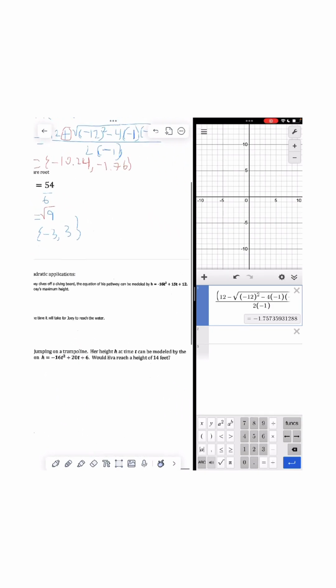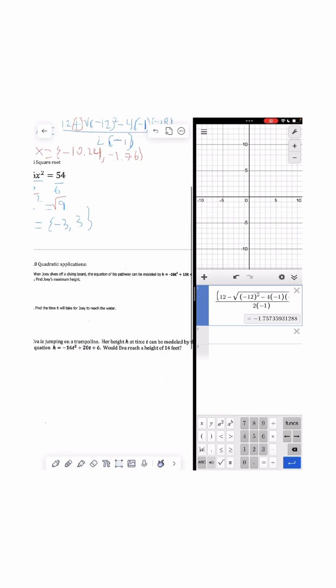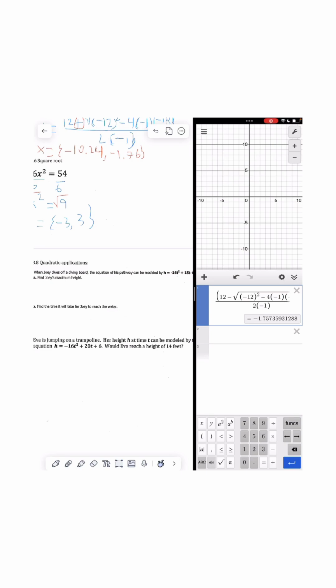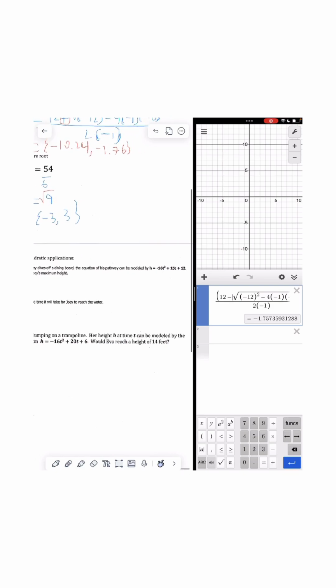In 8.8, we talked about that yesterday, where we are given the equation. We just need to figure out what part is what. So here we have a scenario where Joey dives off a diving board. The equation for his pathway can be modeled by h equals negative 16t squared plus 15t plus 12. We need to find his maximum height, and also to find the time it will take for Joey to reach the water. As I mentioned in the notes yesterday, we can do two ways. We can go ahead and solve for the h, solve for the t, all that kind of stuff. I think that's complicated. Let's just use Desmos to help us out here.